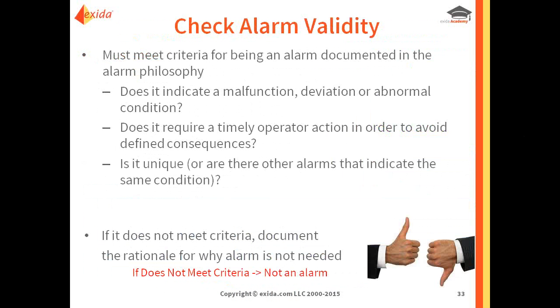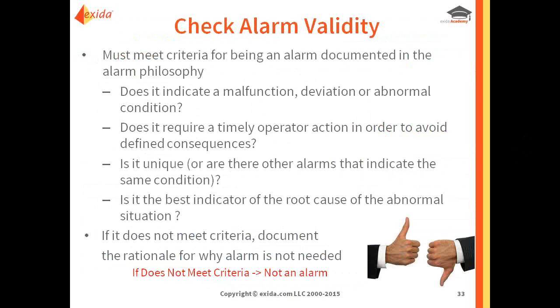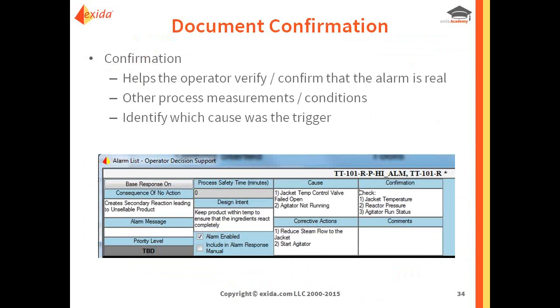So the next part of the initial assessment is to also determine whether the alarm is unique, or there are other alarms that might better indicate that situation, and is it really the best indicator of the root cause of the abnormal situation? Because ideally we only want one alarm to be presented to the operator for each abnormal situation. That's all they need. So the goal is to pick the one best alarm to present to them. And one way that we document that or foster that conversation in SILAlarm is we have a field for confirmation.